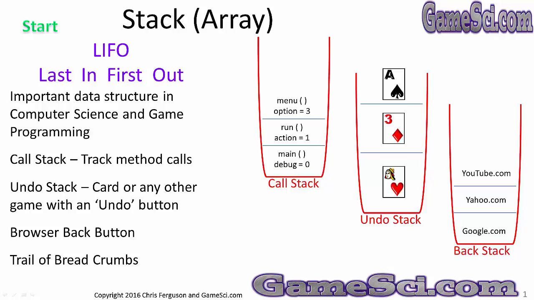The previous card to that was the 3 of diamonds. So if I hit the undo button again, I expect that card to be undealt. And finally, the first card being dealt was the Queen of Hearts. If I hit the undo button a 3rd time, I expect the Queen of Hearts to be undealt to the user. Any video game that has some sort of tracking code or some undo options uses a stack to keep track of those elements.